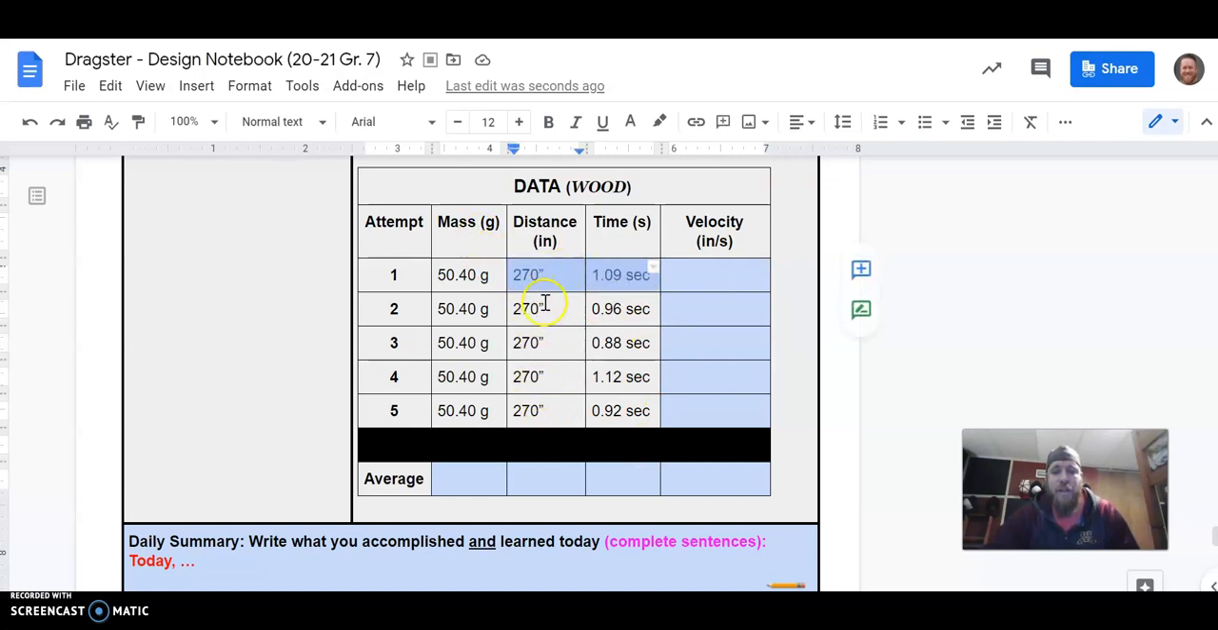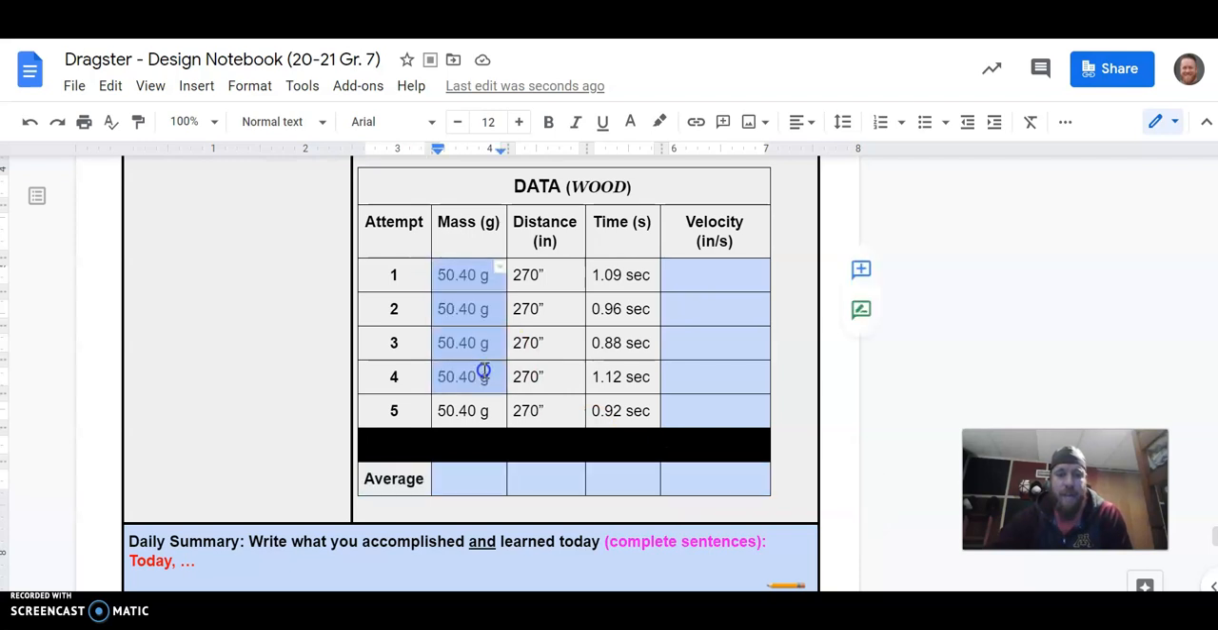You can see that all 5 of the times that I tried out my wooden dragster, it made it to the end of the track, so it went 270 inches. You can see the times, 1.09, 0.96, 0.88, 1.12, and 0.92 seconds. So you're going to use that, again, distance divided by time to calculate velocity. Once you have velocity calculated for all 5 trials, you're going to go down and calculate average. And you'll do that the same way that you did for the above chart for the plastic car as well.